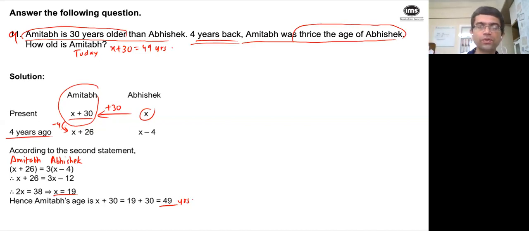Wait, let's not confuse with the previous question. I will go back to the previous question if required. There we had assumed something else as x, and here something else is x. So don't compare the two questions. Treat each question independently. Has everyone understood this question? We got 3 because Amitabh was thrice the age of Abhishek.